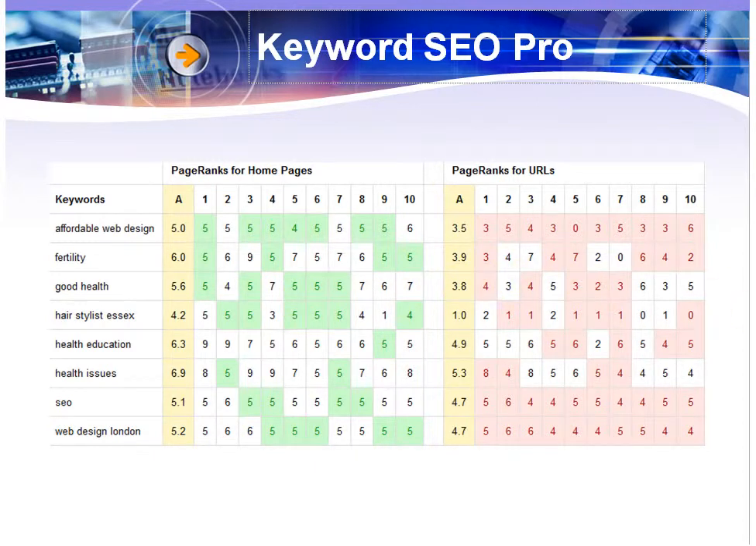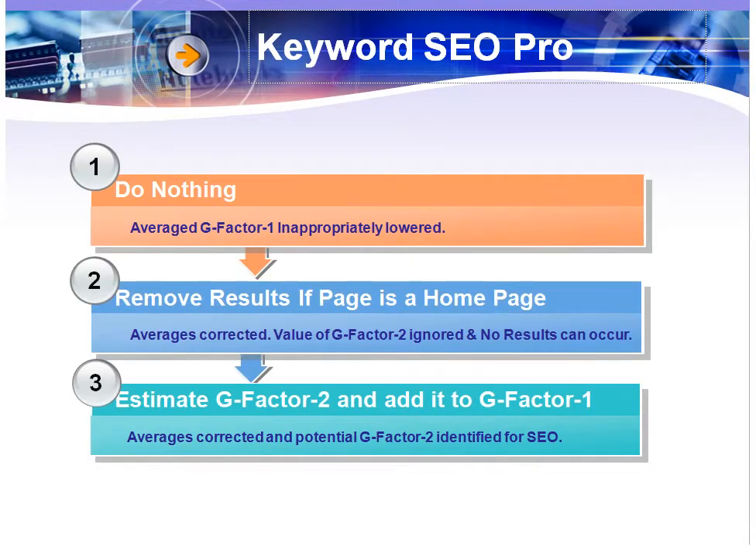In this video, I would like to explain to you how my best guesstimate of the G-Factor 2 boost has been derived. We now know that Google is providing a boost to web pages that compete for a keyword if they are themselves the home page. As the Keyword SEO program developed, I had 3 options.